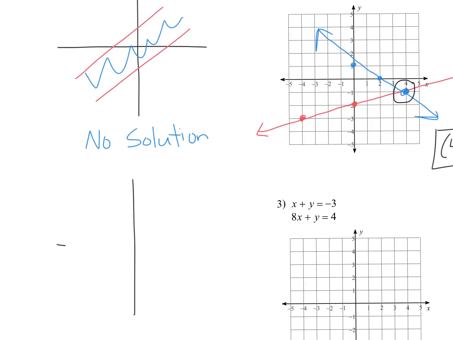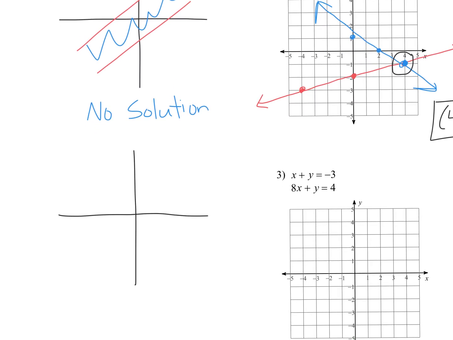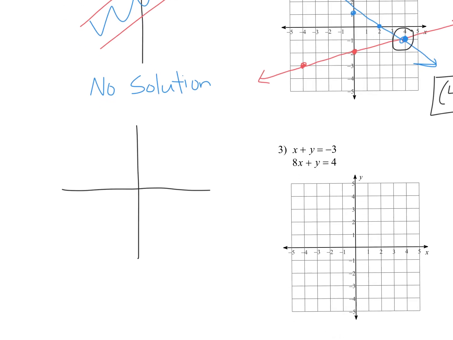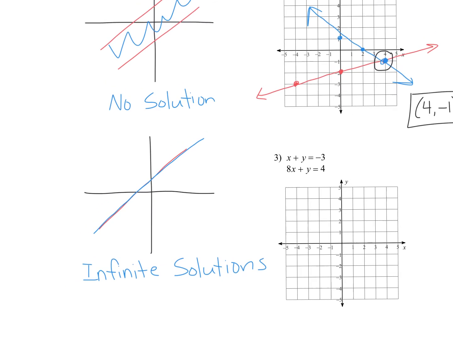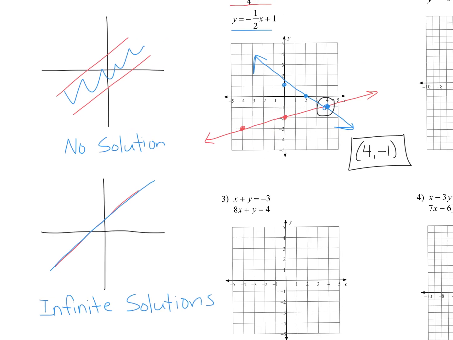There was one more option. We had no solution, we had 1 solution, and we had infinite solutions. What does infinite solutions look like? First of all, what does infinite mean? Many, right? Yep, they are on top of each other. They're the same line. So if there's infinite solutions, that means they are the same exact line on top of each other.